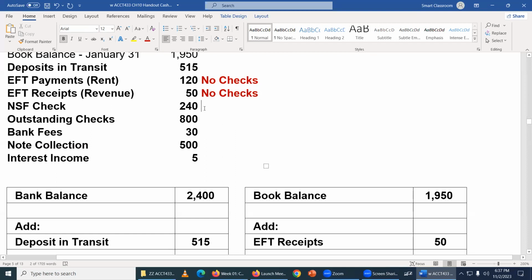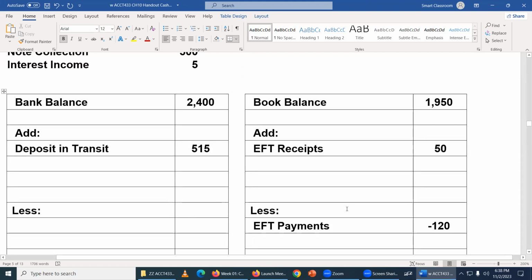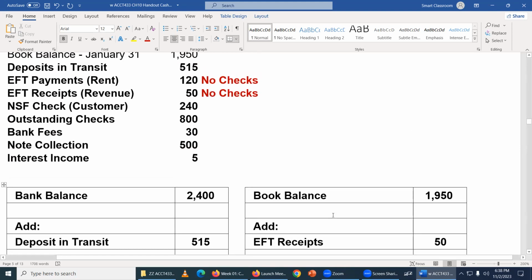So, NSF check. This is a check that we got from a customer. We think it's good. Maybe we can check to see if it's good, but we present it to the bank and the bank says there's not enough funds in there. So they take it back out of our account. It will be in the book balance as a deduct. Yep, that's absolutely right. So NSF check, we thought it was good. We deposited it, but it wasn't. So we're going to take it out of our cash balance because it really isn't cash yet.